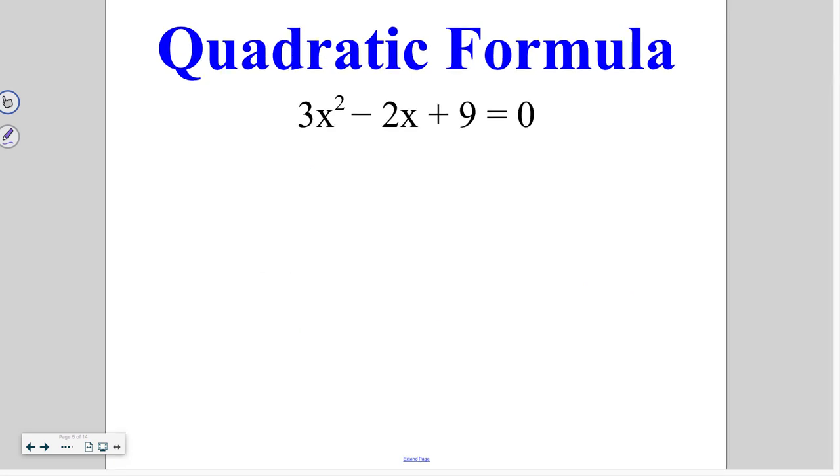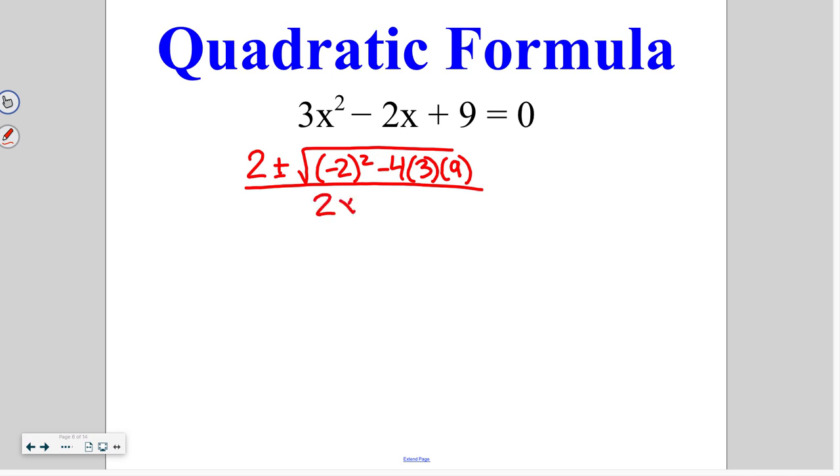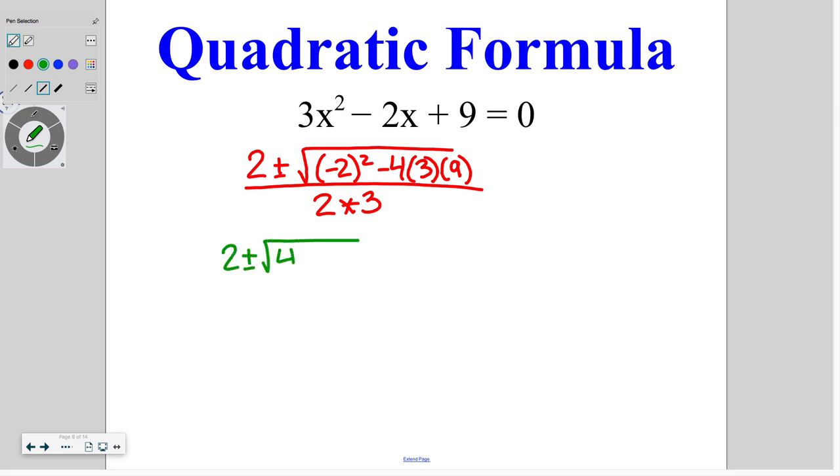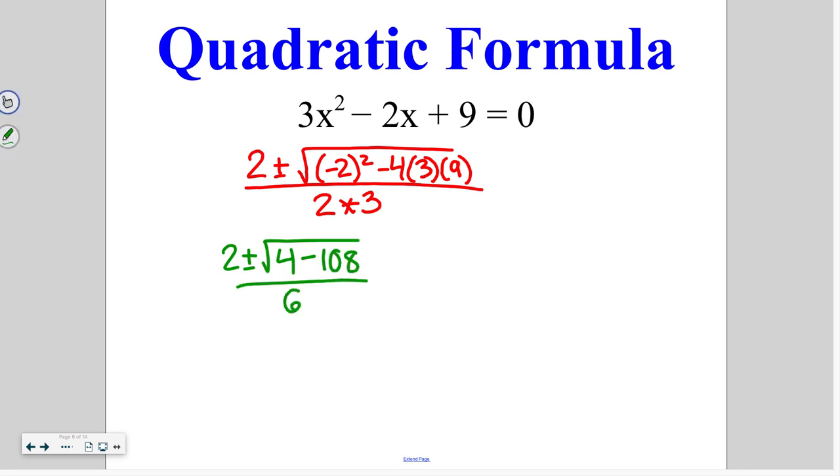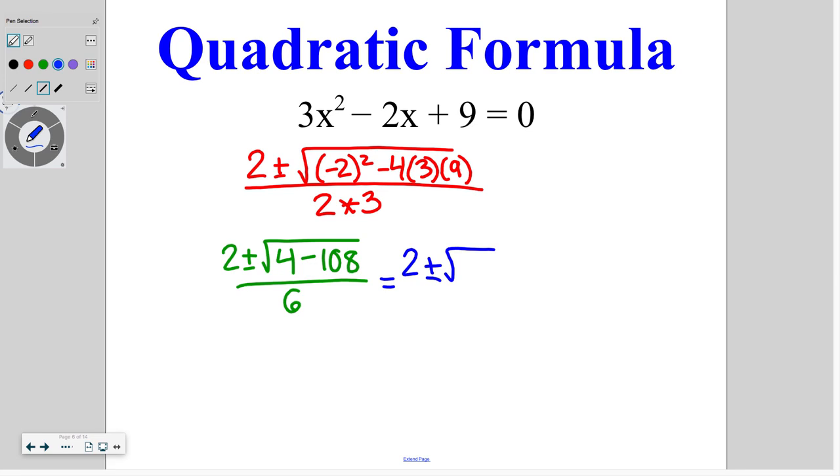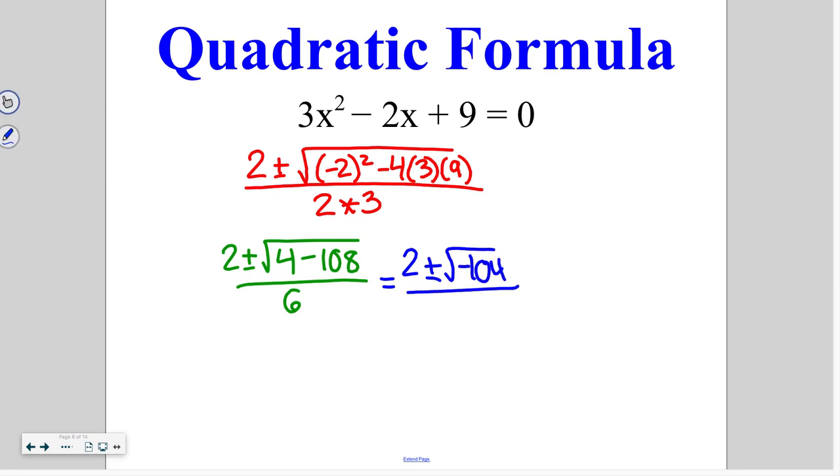So we've got negative b, so the opposite of that is 2 plus or minus the square root of negative 2 squared minus 4 times a times c all over 2 times a. Again, going through and simplifying, we're going to end up with 2 plus or minus the square root of 4 minus 108 over 6. Taking that next simplifying step to simplify under the square root, I end up with 2 plus or minus the square root of negative 104 over 6.